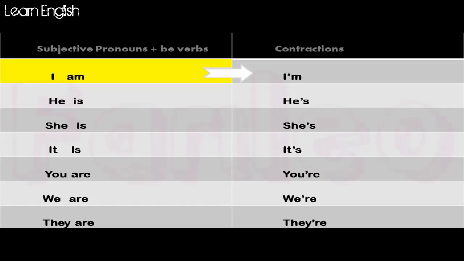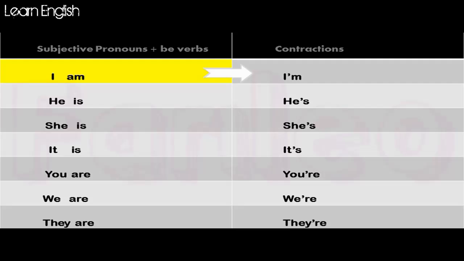Alright. Here we have some examples. On the left side we have the subjective pronouns along with their be verbs. I is the subjective pronoun. He, she, it, you, we, they. These are the subjective pronouns, while am, is, and are are the be verbs used with these subjective pronouns. Now we will be making them into contractions. Now, what is a contraction? A contraction is the smallest form of the subjective pronoun and its be verb.